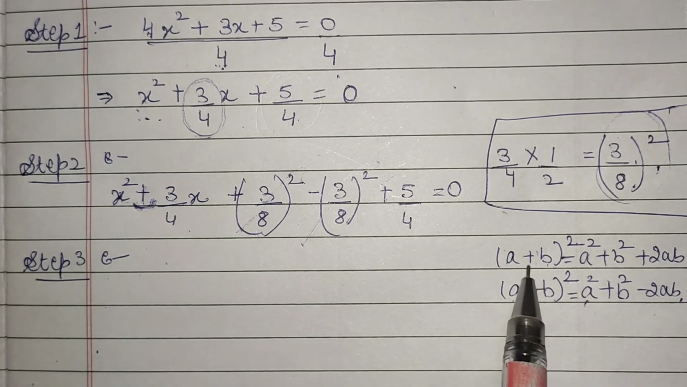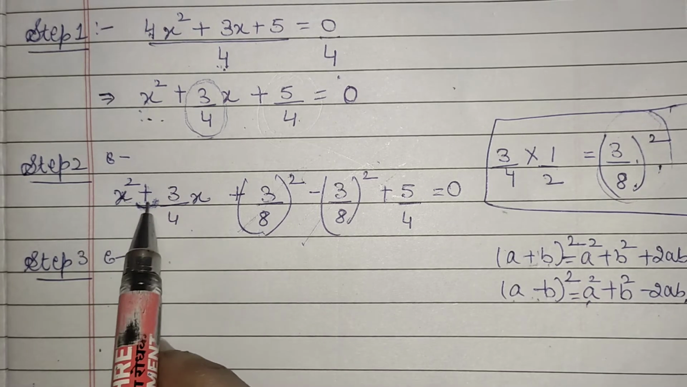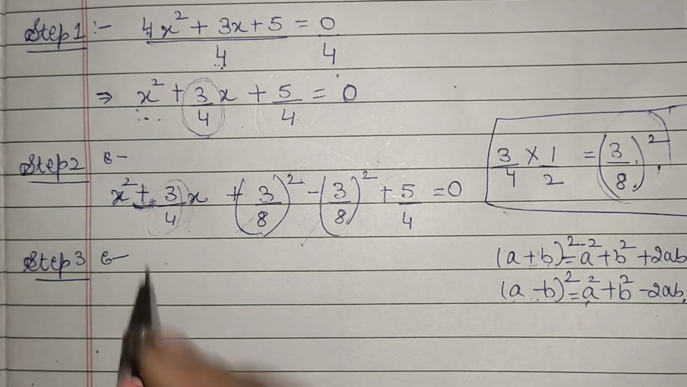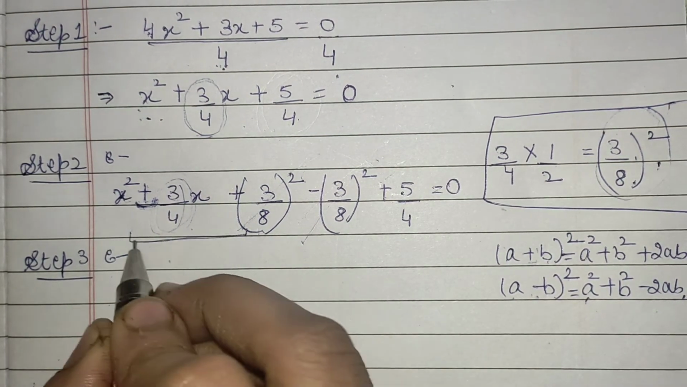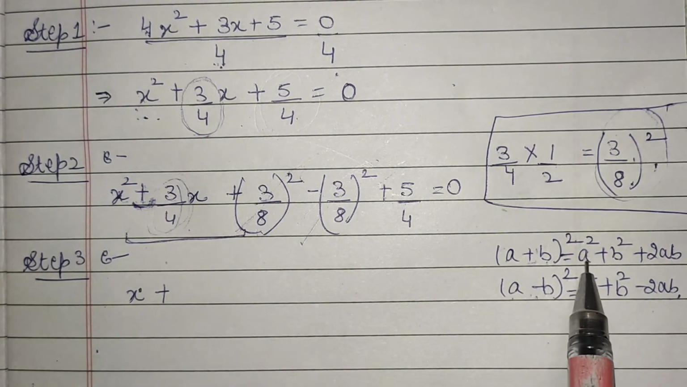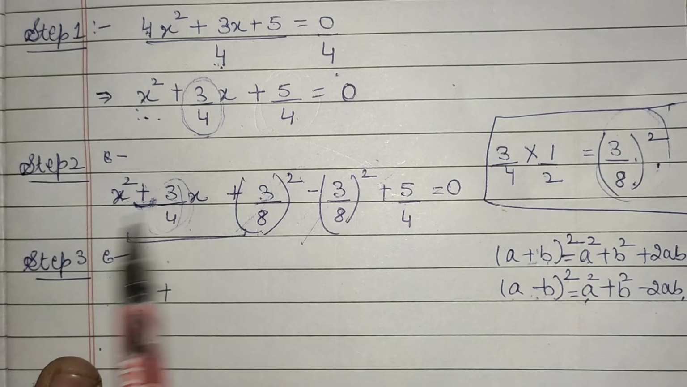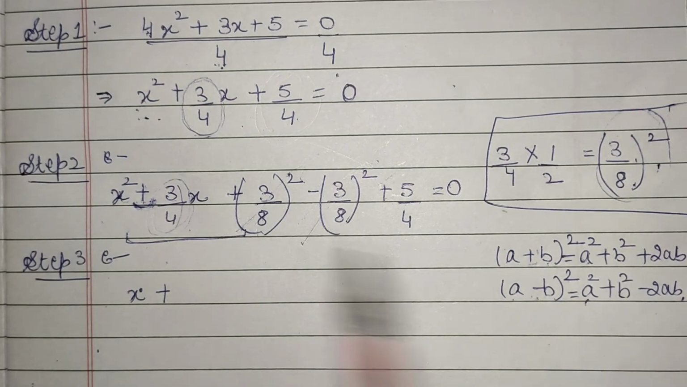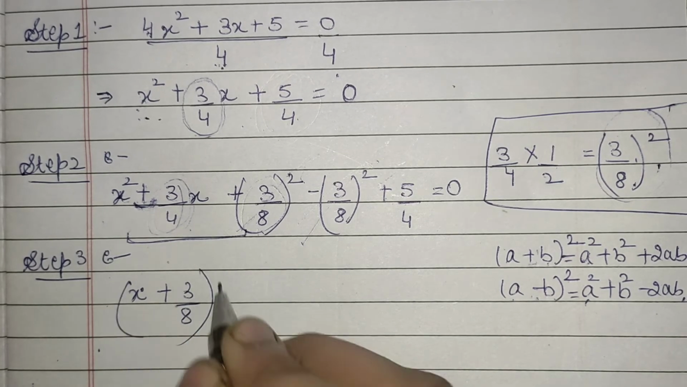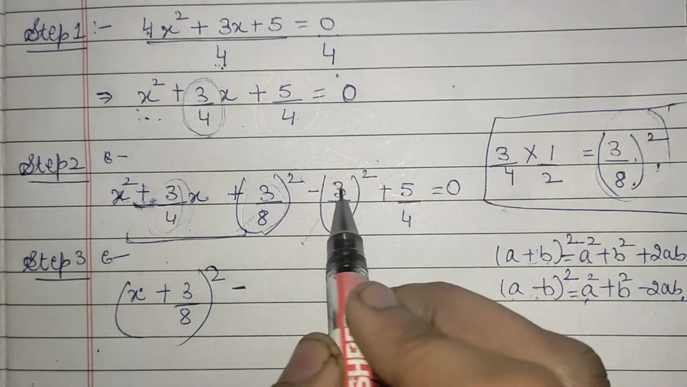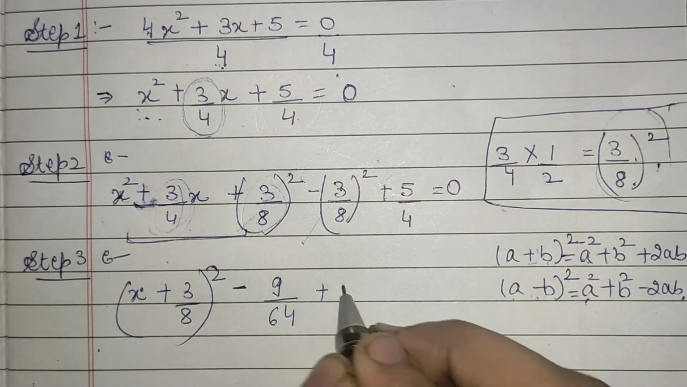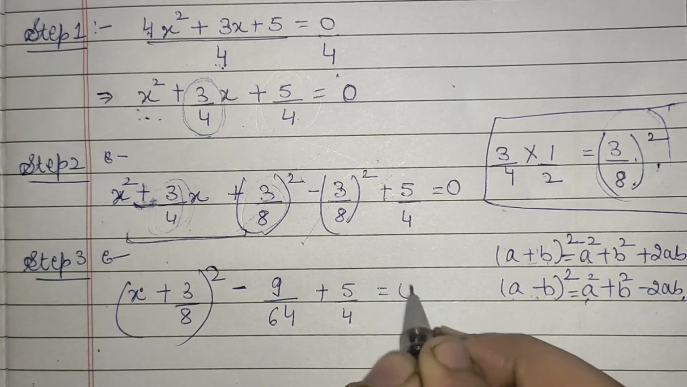So now this formula will be of plus sign because the term containing x is of plus, right? So using these three terms, my formula will become equal to, compare the formula with these values. A will be x, b will be what, b square, b will be 3 by 8, whole square, minus 3 square will be 9 and 8 square will be 64, plus 5 by 4 is equal to 0.